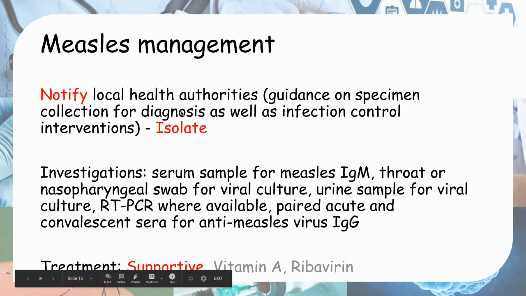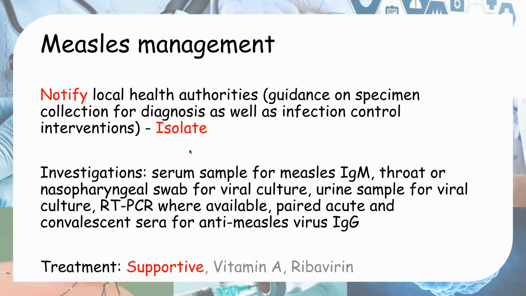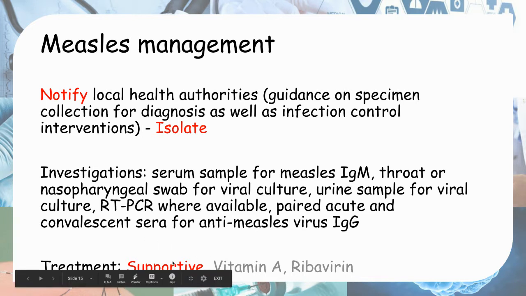Measles management: you need to notify the authorities, and you need to isolate them in a different room in a hospital so that they don't spread the infection to other immunocompromised individuals. Investigations: you can take blood samples, a throat or nasopharyngeal swab, or a urine sample to test for the virus. Treatment is only supportive. There's no cure for measles virus. If they have pneumonia, you give them respiratory support, IV drips, and so on.